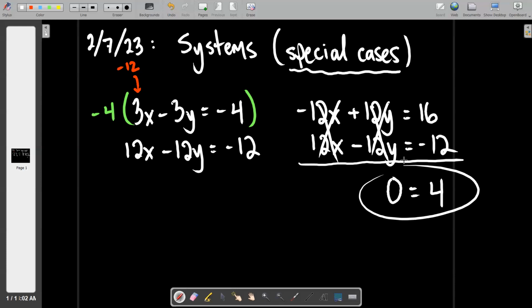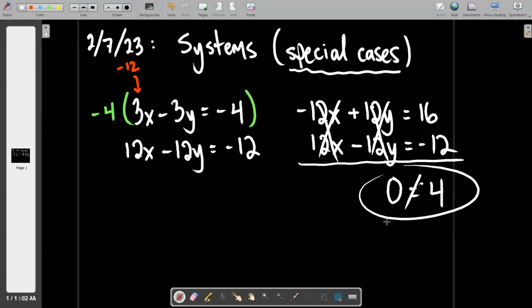So in a case like this, when the numbers that are left over are not the same, then we have what's called a contradiction. Cross out the equal sign, because that's what a person of principle should do. 0 does not equal 4. What do you think is the case with a system like this? Are these lines, do you think, parallel or on top of each other? Yeah, 0 doesn't equal 4.